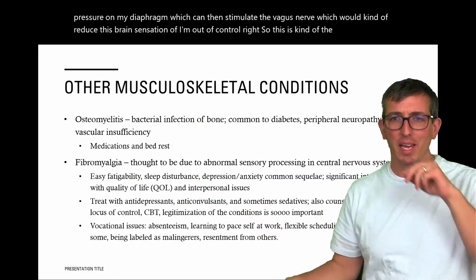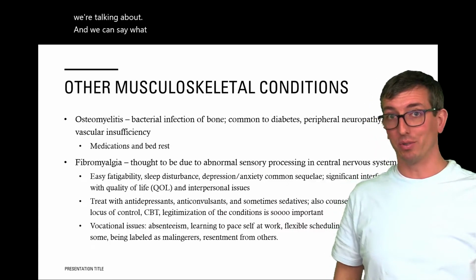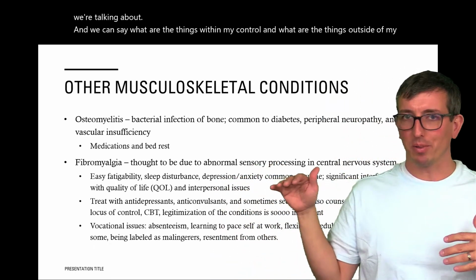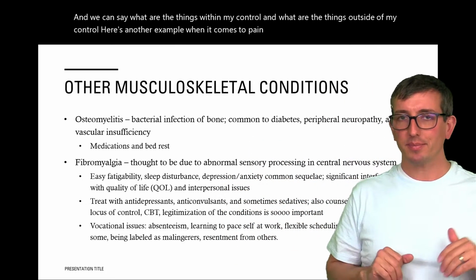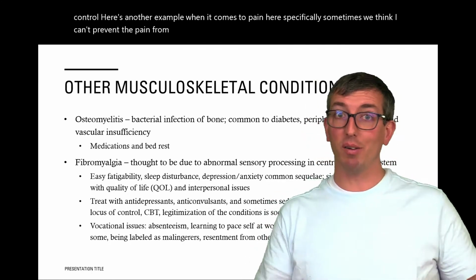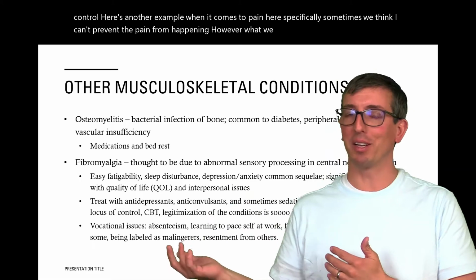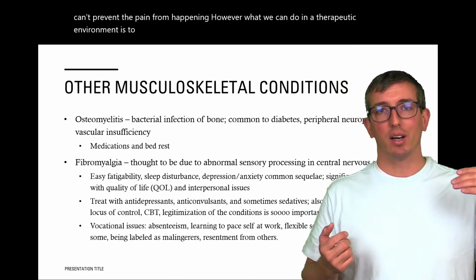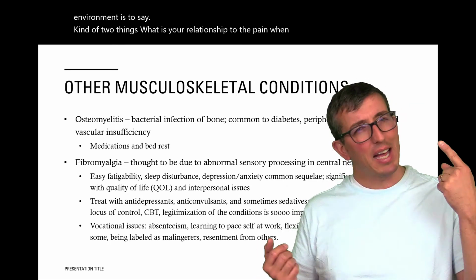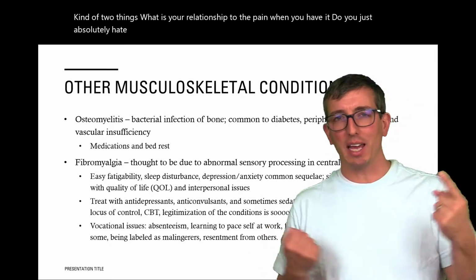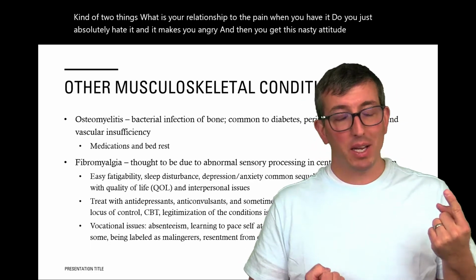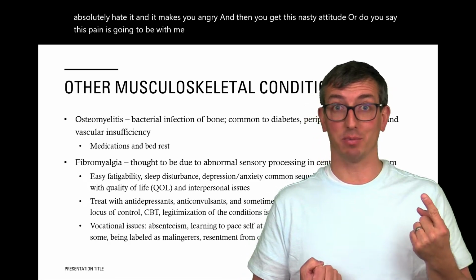When we're talking about pain, we can say, well, what are the things within my control and what are the things outside of my control? Here's another example when it comes to pain specifically. Sometimes we think, I can't prevent the pain from happening. However, what we can do in a therapeutic environment is to say two things. What is your relationship to the pain? When you have it, do you just absolutely hate it and it makes you angry and then you get this nasty attitude? Or do you say, this pain is going to be with me and I'm going to treat it as if it's one of my annoying friends.